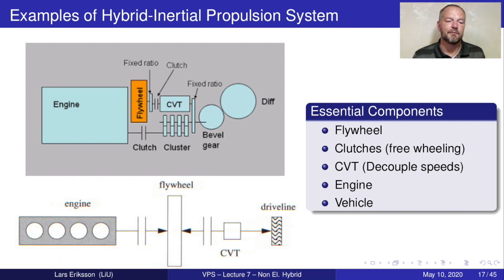Another configuration that you will see at the end and that you will work with in hand in assignment number 4 if you're interested is the configuration like you see down here, where the engine is storing energy in the flywheel and it's using pulse and glide. So it's pulsing in energy into the flywheel, and then the CVT together with the clutch here is decoupling the system and driving the vehicle forward.